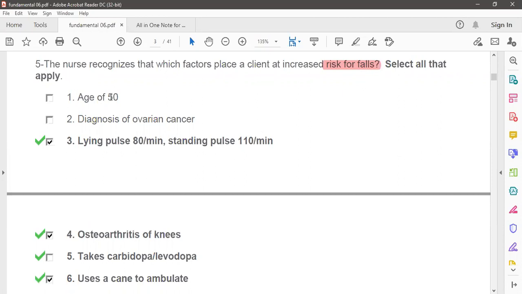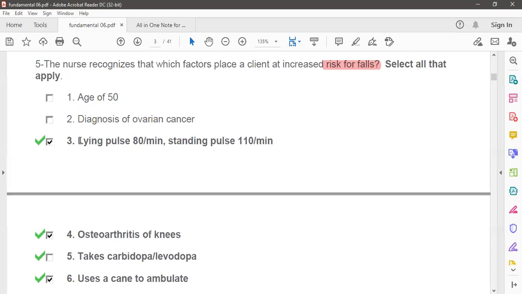If a patient's age is 50, it does not mean they have an increased risk of fall. If the age group is more than 65 or 70, there is a chance of falling. Diagnosis of ovarian cancer does not make any sense. The journal does not support it.